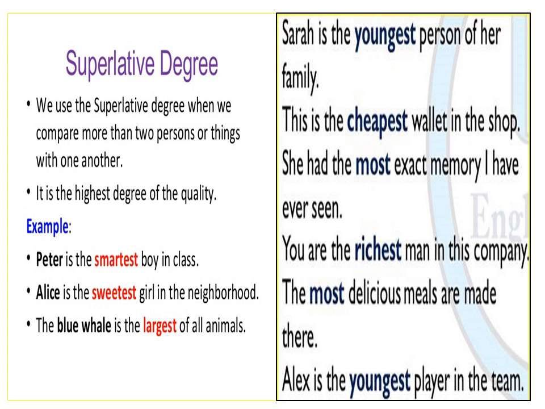Sarah is the youngest person of her family. This is the cheapest wallet in the shop. Wallet means purse, children. She had the most exact memory I have ever seen. You are the richest man in this company. The most delicious meals are made there. Alex is the youngest team player in the team. Are you all very clear, children, with what is the superlative degree?